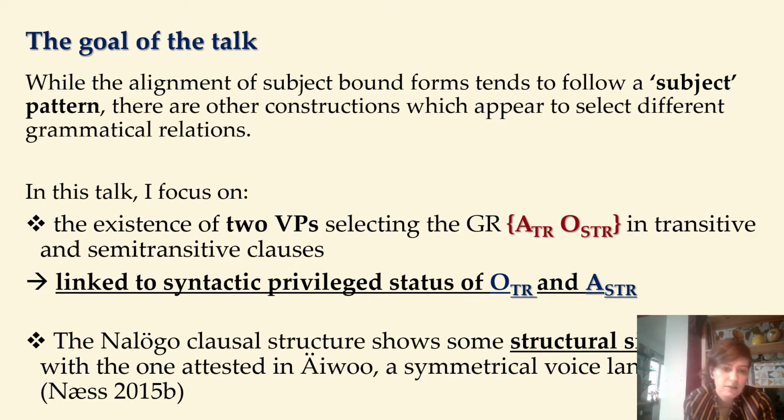And this is linked to the syntactic privilege status of the other two arguments occurring in those clauses, so the transitive object and the semitransitive agent respectively. This is interesting because in some respects the Nalogo clausal structure shows some structural similarities with the one attested in Aiwoo, the other recent Oceanic language spoken in the Reef Islands, which is analyzed as a symmetrical voice language.